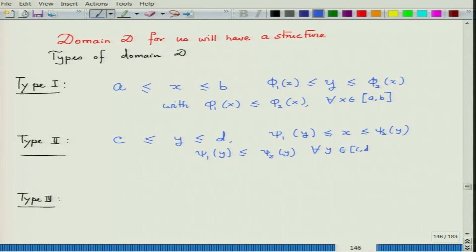And type 3 domain is something that can be expressed both as type 1 and type 2. A domain which can be expressed both as type 1 and type 2. Every type 1 domain cannot be expressed as type 2 domain. A domain that can, many of the domains are type 3 domains, of course, can be expressed both as type 1 and type 2.